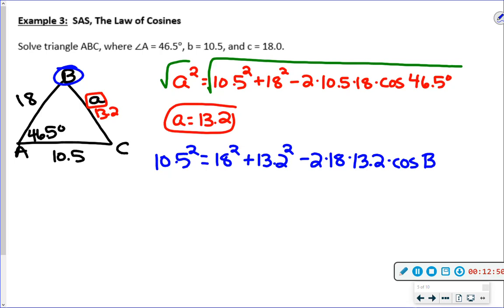So a little more time consuming, but it might pay off in the end because we don't have to stress about the ambiguous case. Now, of course, a lot of calculating. So in my calculator, I'm trying to get cos of B alone. I just subtract these off and let my calculator do the work.